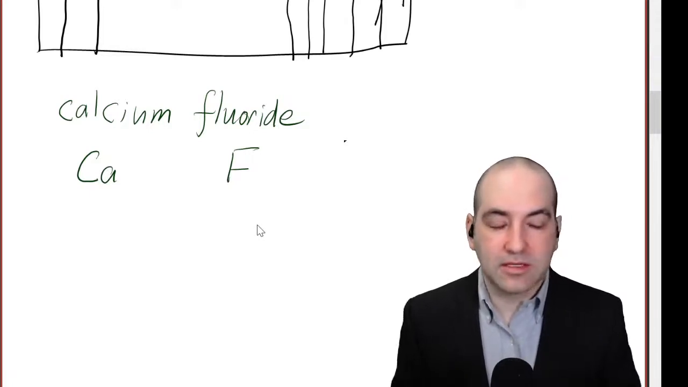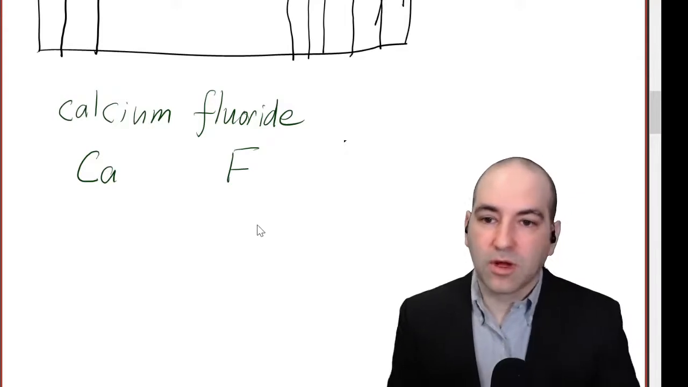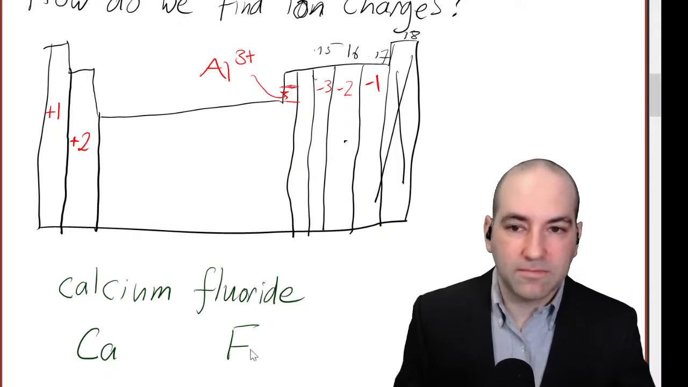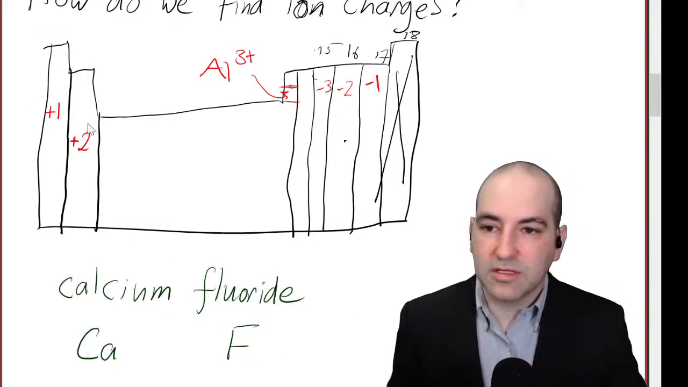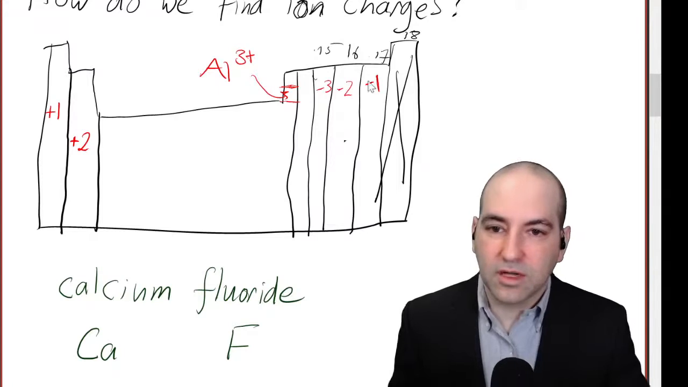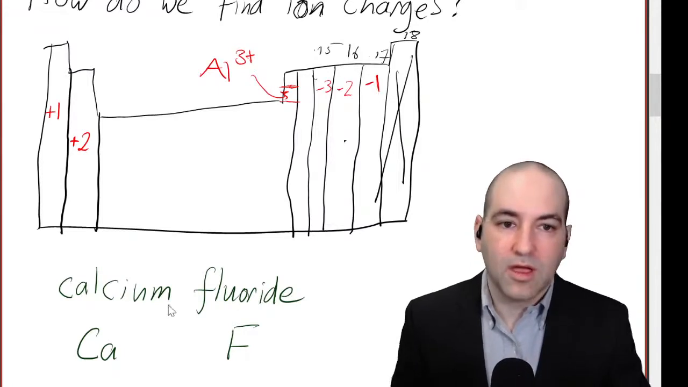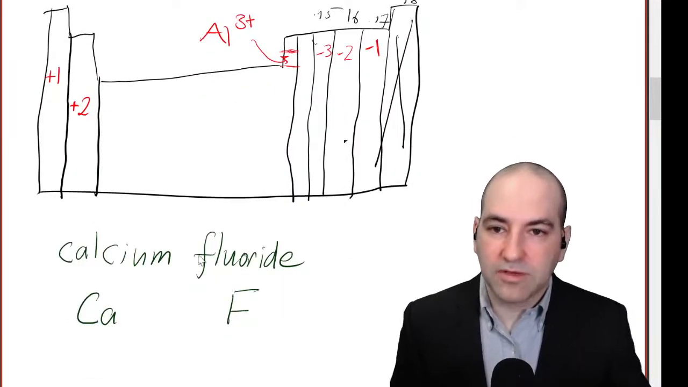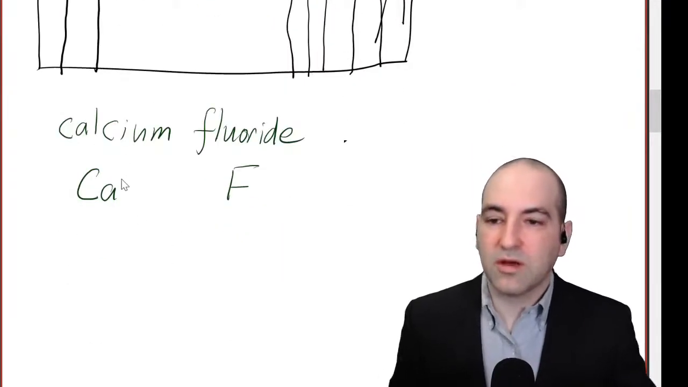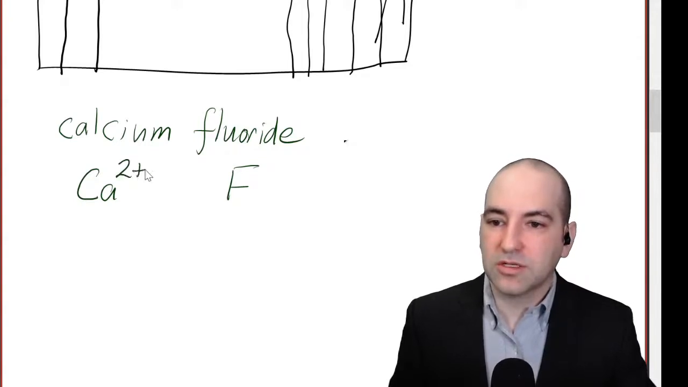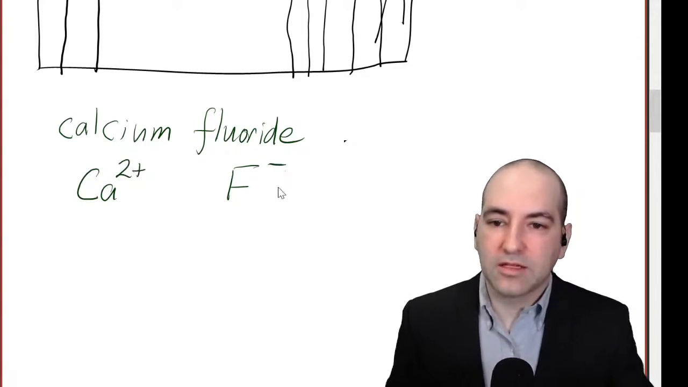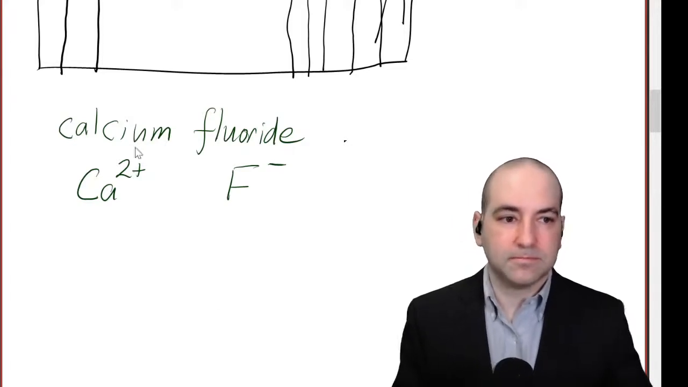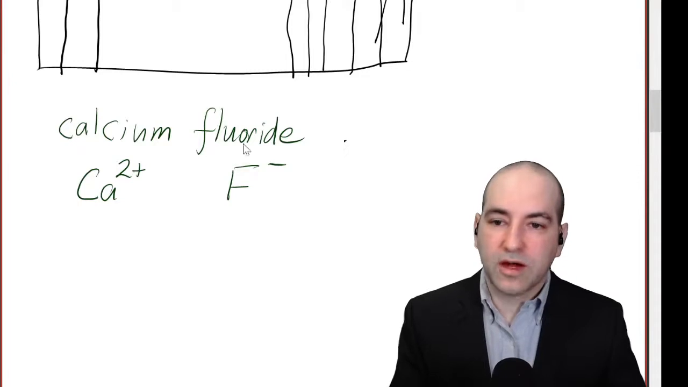So the second step then is let's find the charges. So we're going to use this table to locate calcium and fluorine. It turns out that calcium is in that second column and fluorine is over here in number 17. So that means that those are in the areas that have these predictable charges. So we can say that we expect a calcium ion is going to be +2 and a fluoride ion is going to be -1. So we've got our charges.